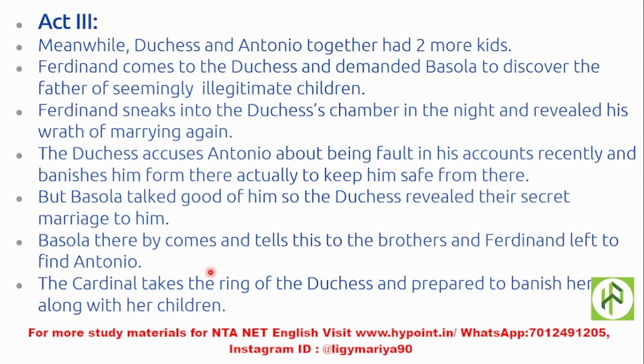After learning everything from the Duchess herself, Bosola immediately goes to the brothers, because he wants to snatch away the money, the gift that they offered for spying upon the Duchess. He reveals everything she told him, and Ferdinand leaves to find Antonio, who has already left the Duchess's court. The Cardinal takes the Duchess's ring, that authorial ring of power, and prepares to banish her along with her children to some other place.